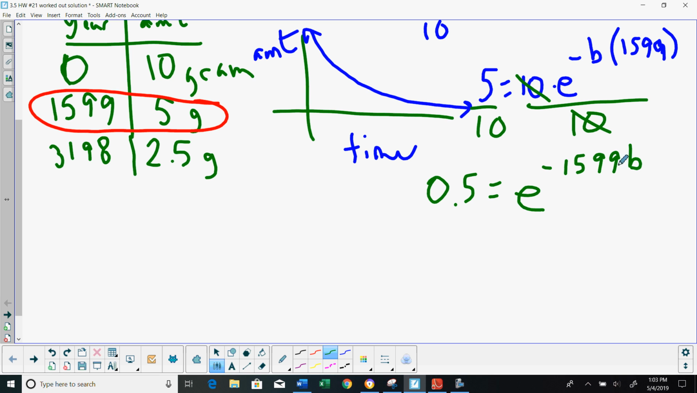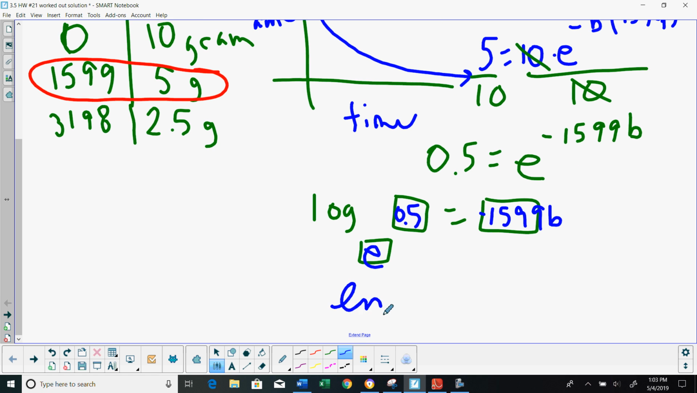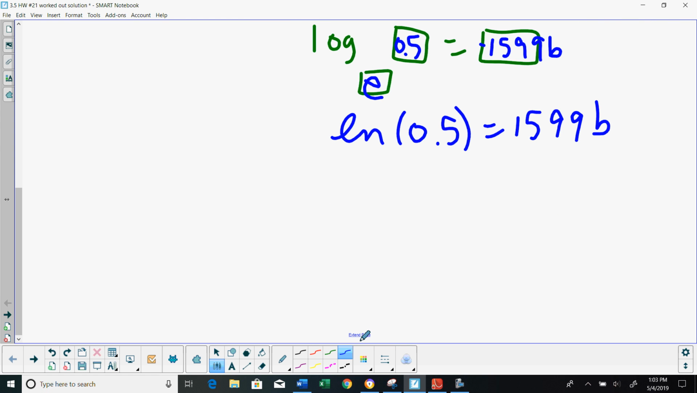Now to solve for something that's locked up in an exponent, we need to rewrite this in log form. So we write log to the base what of what equals what. In this case, it's log to the base e of 0.5 equaling negative 1,599b. I can rewrite log to the base e as ln. So I get ln of 0.5 equaling negative 1,599b. Now I need to solve this, so I'm going to divide both sides by 1,599.